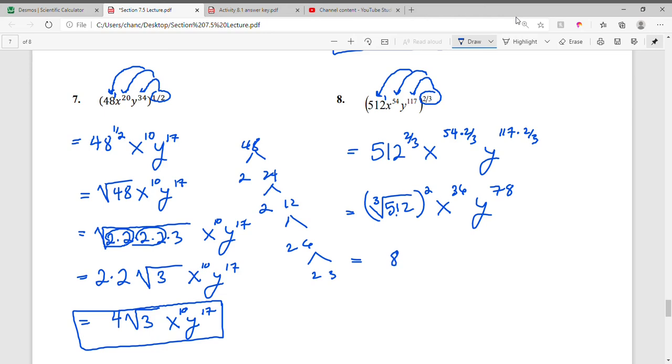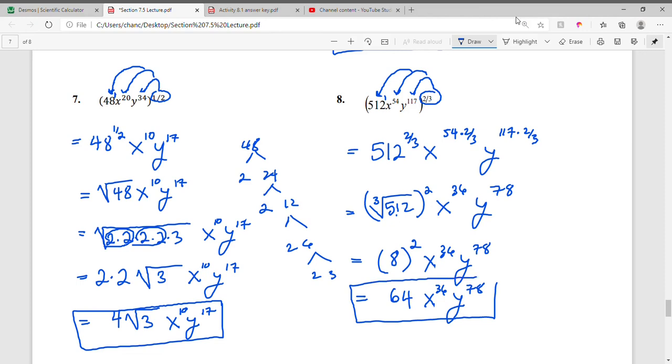And now we could simplify the cube root of 512. That's going to be 8. You can use a calculator or you could use a factor tree for that part. So this is now 8 raised to the second times x to the 36, y to the 78. And 8 squared is 64. So this is our solution, 64, x to the 36th, and y to the 78th.